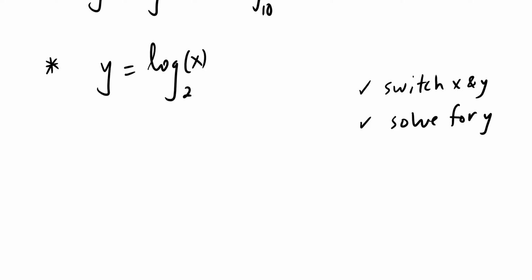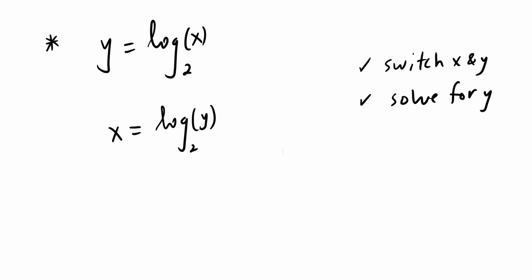So how do we switch x and y? So this makes it x equals log of y base 2. Now I need to solve for y. To solve for y, we need to find a way to get rid of that log. So we can use the definition: base 2 to the x equals y.